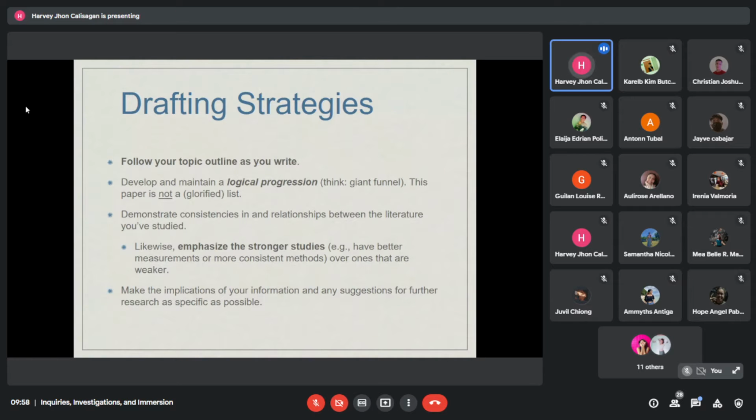Okay, on the drafting strategies, I will just read the important note, the highlight here. First, you have to develop a logical progression. How do you do the logical progression? Actually, you don't detain yourself in just one specific idea. You have to make sure that the content of your literature is progressing.